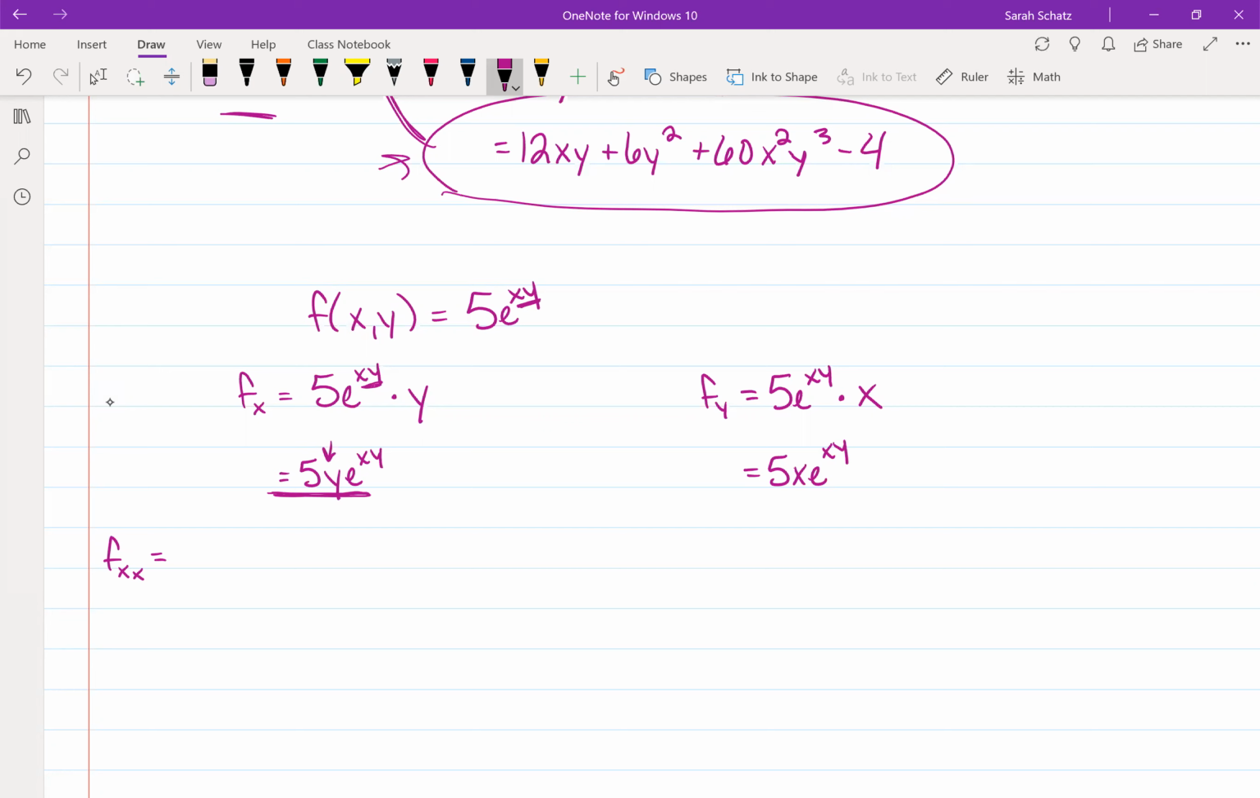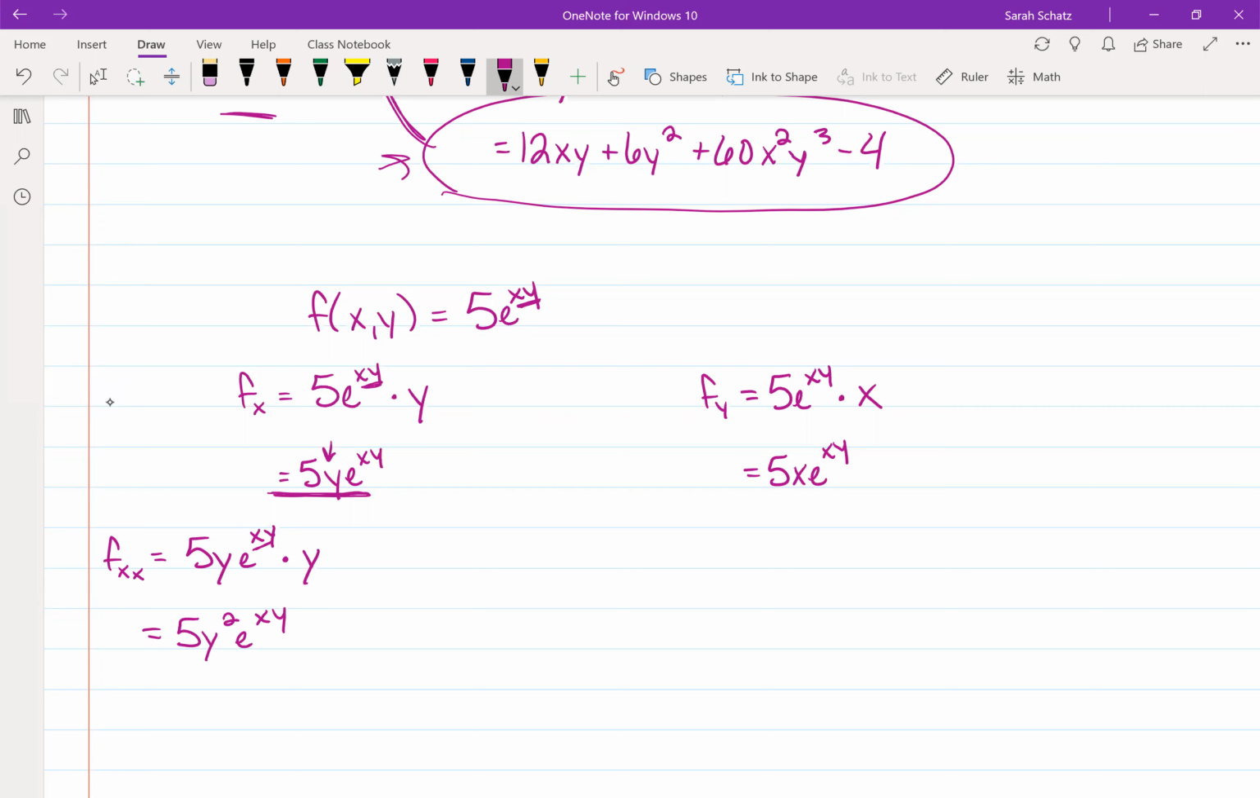So you can bring the 5y down just as a coefficient. And then the e to the xy comes down as is, and then you do the chain rule on this with respect to x, which just gives you another y. So we end up with 5y squared e to the xy. So that wasn't too bad. Being able to hold that y constant was really helpful.